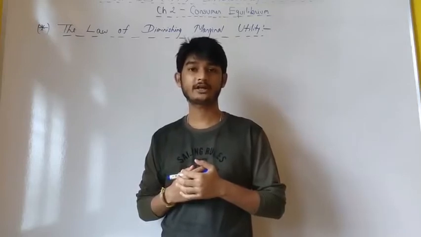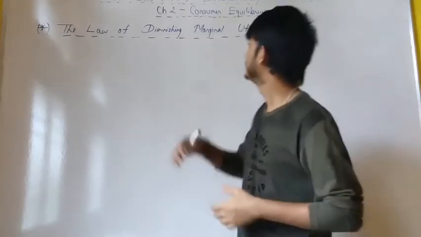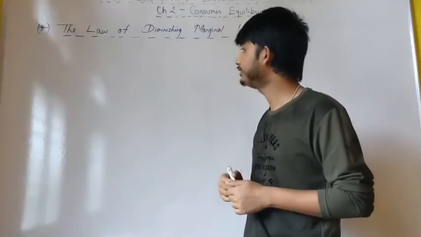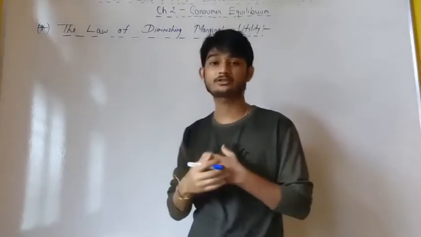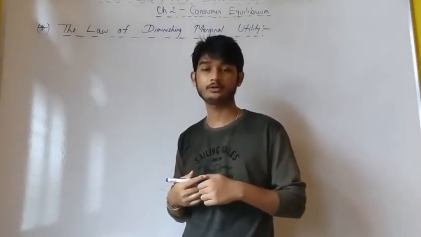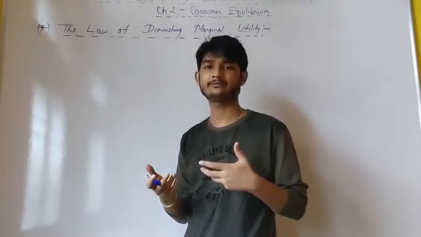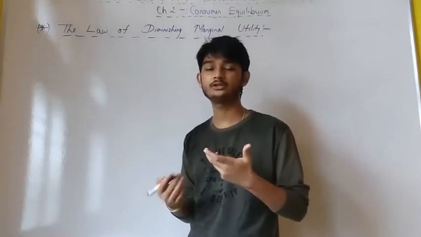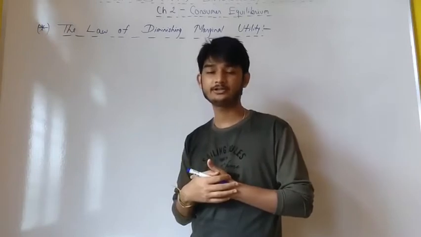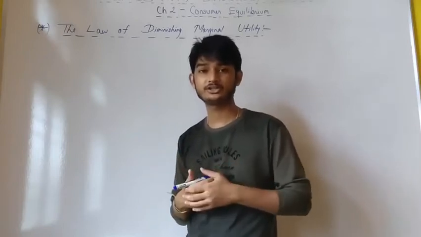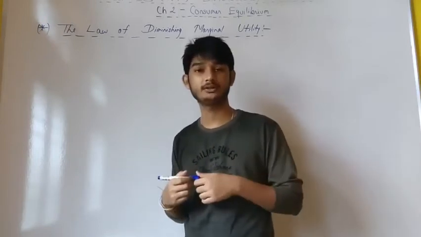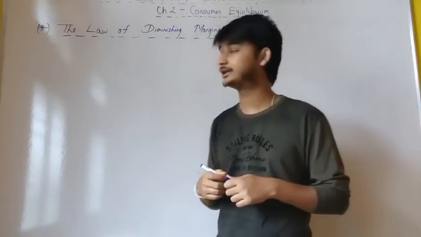We have already started our second chapter, the consumer equilibrium, and we have discussed a few concepts of consumer equilibrium, some basic concepts, and we have seen the two types of utility, total utility and marginal utility, and their relationships, that how total utility and marginal utility are related.